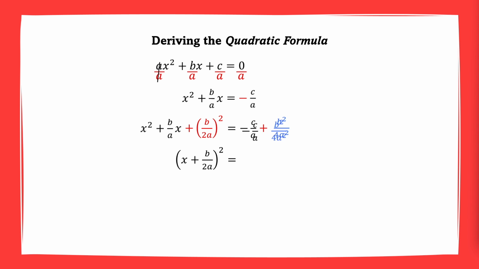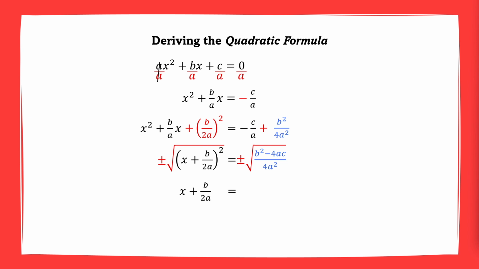To combine these fractions, use a common denominator of 4a squared by multiplying the top and bottom of negative c over a by 4a to get negative 4ac over 4a squared. Combine these into a single fraction, then taking the square root of both sides leaves us with x plus b over 2a on the left.